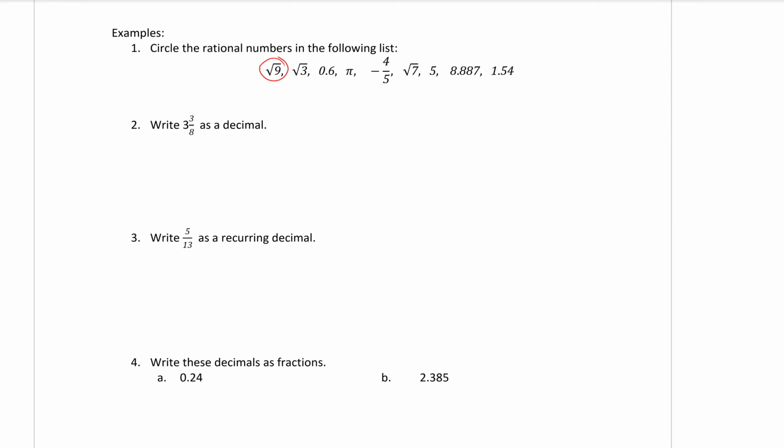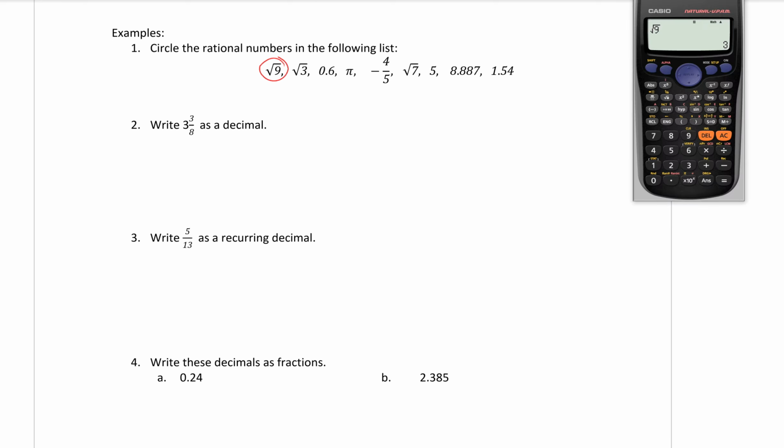Okay, let's try the next one. Type in now square root button. Everyone knows the square root button. That's right here. Square root of 3 equals. Okay, we've got a decimal this time. 1.73205. Is there any pattern in there? No. So that one's going to be irrational. Not going to circle him. We don't want that. We want the rational ones.